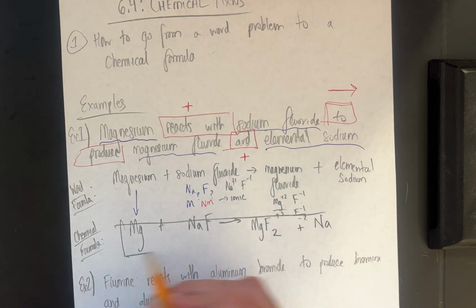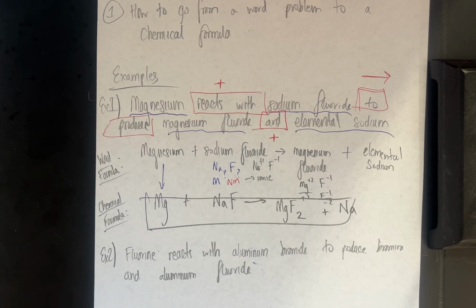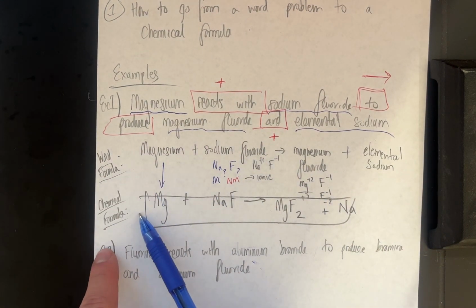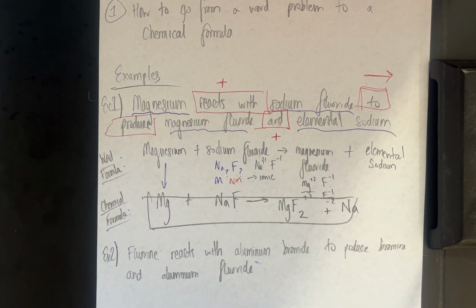And then sodium, elemental sodium, that just means sodium by itself. Right? And so this is your formula. This is your equation. And so a lot of work, right? But you see how we can go step by step, right? First to a word formula, then you can go to a chemical formula based on if it's metal, non-metal, ionic or covalent, right? And so that's how you do this first one.